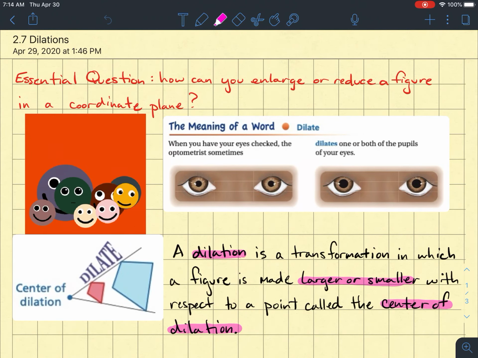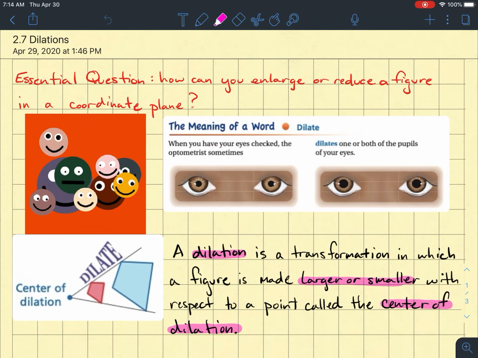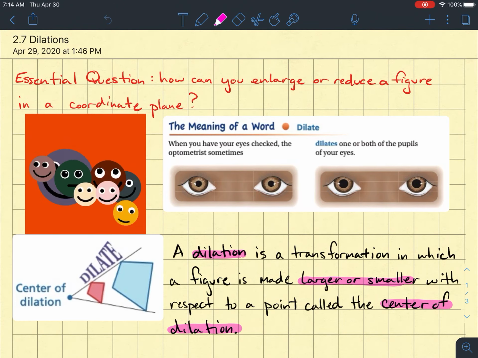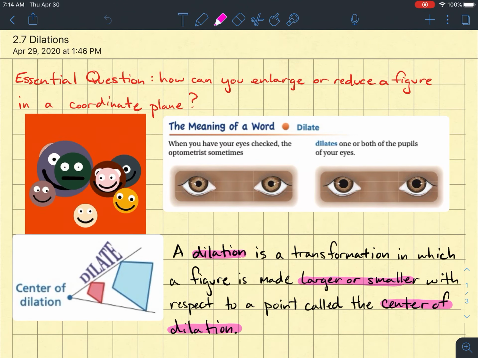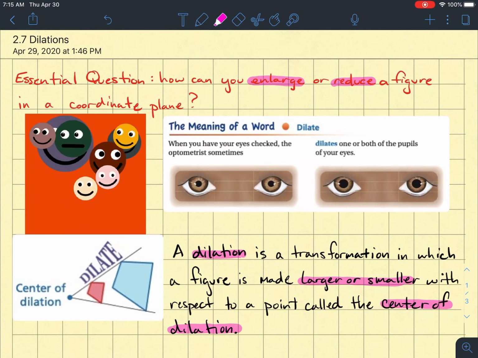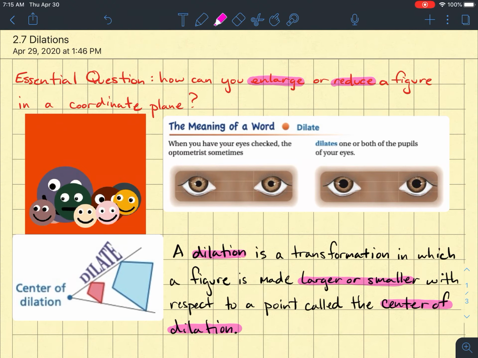Okay, welcome back, Matadors. We're now in Chapter 2, Lesson 7 of Big Ideas Math, titled Dilations. The essential question: how can you enlarge or reduce a figure in a coordinate plane? So we're talking about taking a shape and either making it bigger or making it smaller. That's what's called performing a dilation.